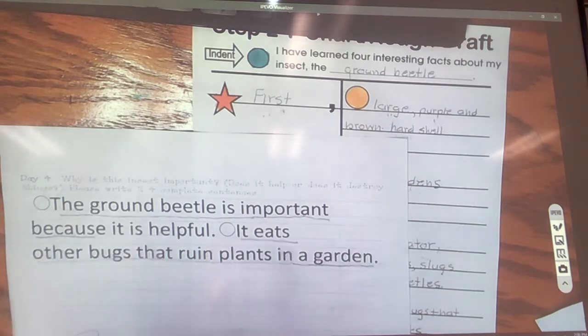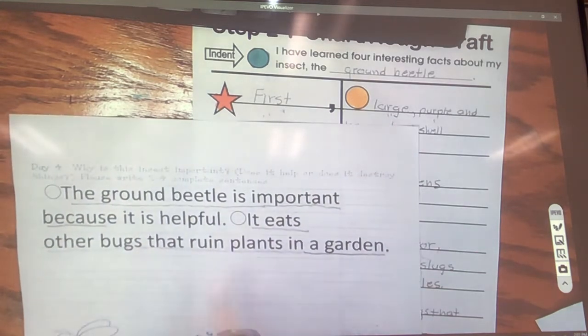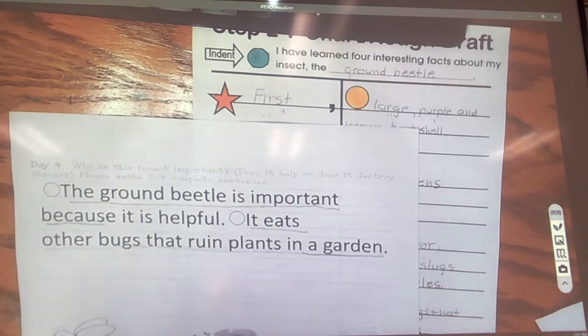Which do you think? Is it helpful? Maybe it's not helpful. If you had an aphid, you'd say an aphid is not important because it eats all plants and crops that grow. So it may not be important. Farmers love the ladybug because it will eat those aphids. They don't like aphids.